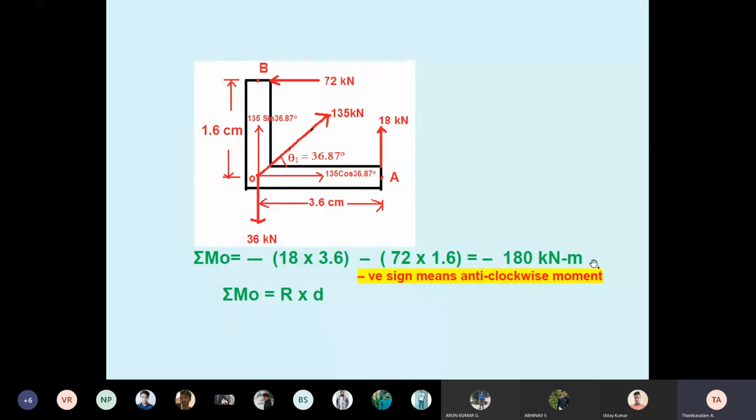Students, don't think of minus as a negative value. Here the minus means clockwise. It is not that minus means the minimum value. Minus means the direction, whether the moment is rotating clockwise or anti-clockwise. So we calculated the individual forces' moments.